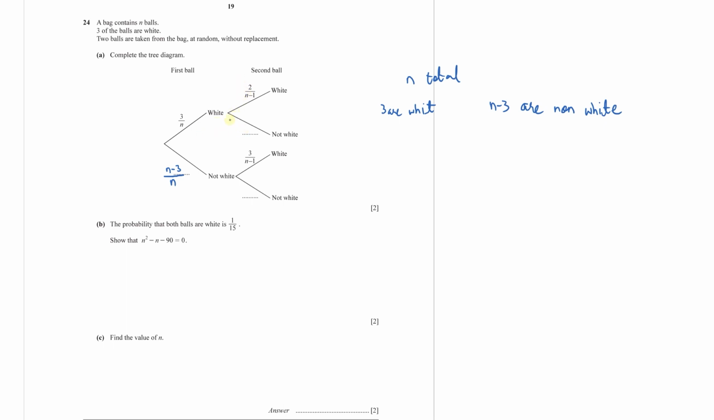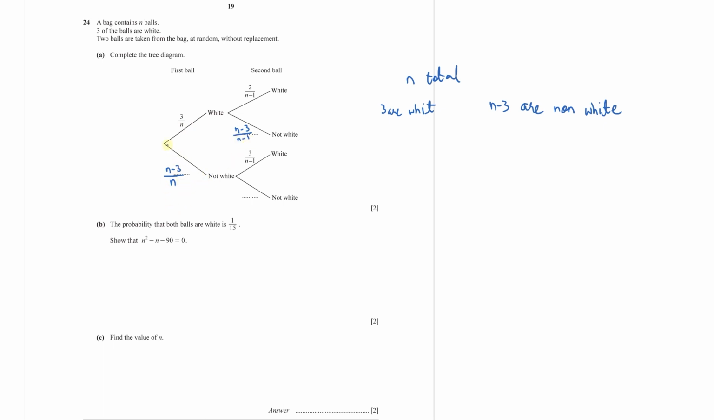So what if you pick the white one? What is the probability of getting the white? Not white, sorry. What is the probability of getting not white the second time? The number of not whites hasn't changed. They are still n minus 3 because your first pick was white. So this is still n minus 3 which are in the bag that are not white. And how many are total in the bag now? N were there at the start. You picked one, so the remaining are n minus 1.